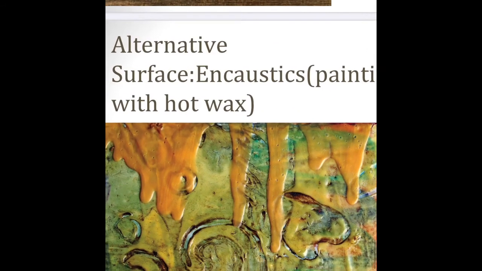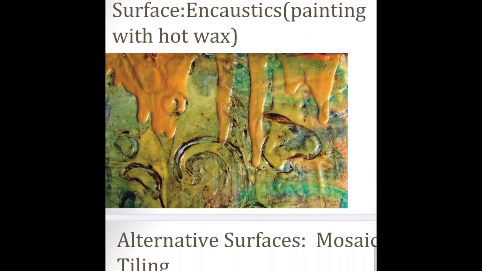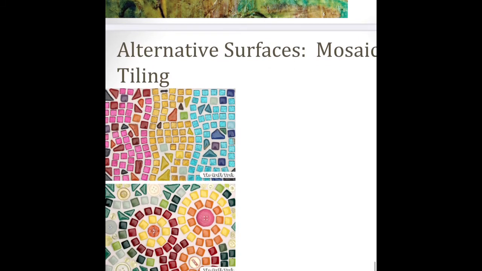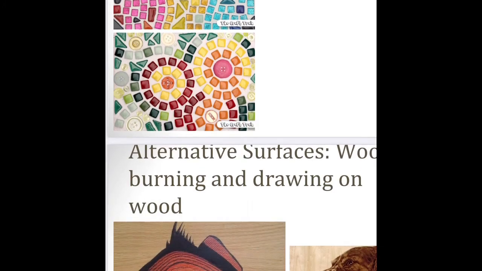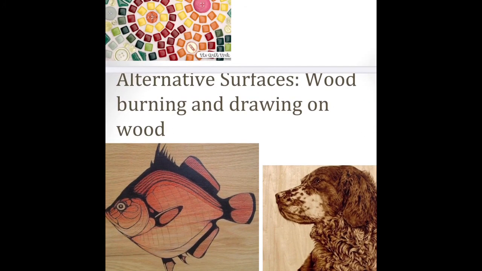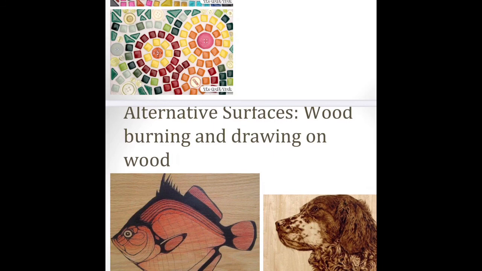The next thing we're going to look at is using encaustics, which is a method of painting with hot wax. We're going to look at mosaic tiling using actual glass and ceramic tiles with glue and grout on a piece of wood. And then lastly, we're going to be looking at working on wood, particularly with wood burning, and then drawing on wood as well. So we're going to be looking at creating something on alternative surfaces, getting out of the box of using just plain old paper or canvas to create works.